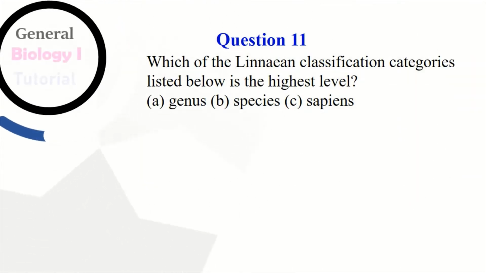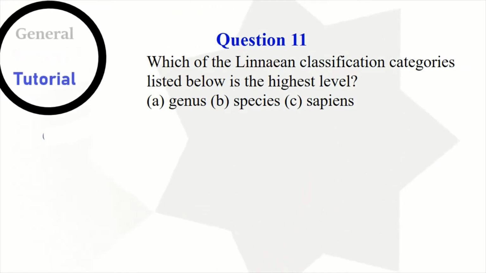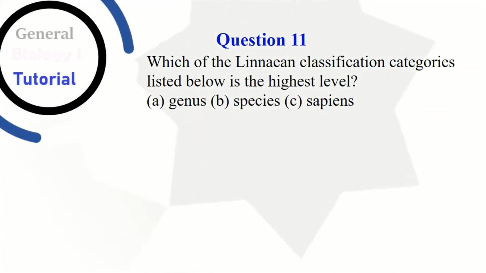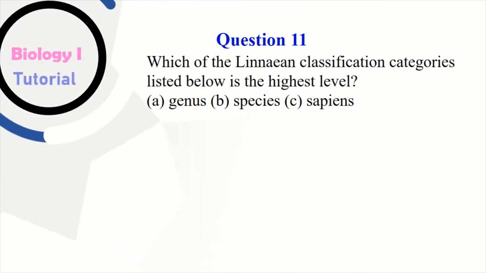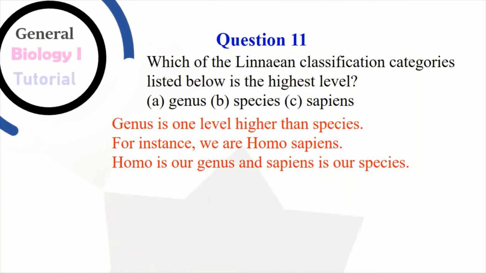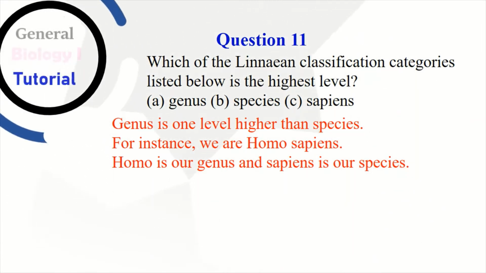Question 11. Which of the Linnaean classification categories listed below is the highest level? A. Genus. B. Species. C. Sapiens. Genus is one level higher than species. For instance, we are Homo sapiens. Homo is our genus and sapiens is our species.